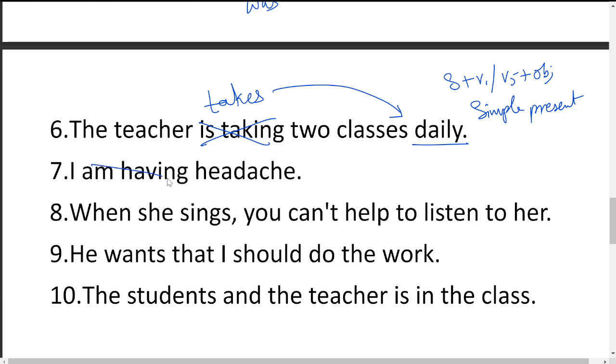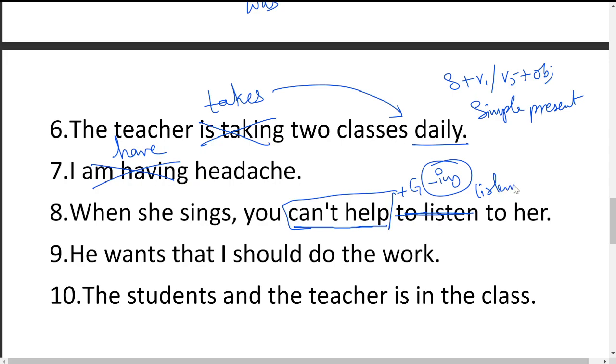Next, "I am having headache" is absolutely wrong. We have to go with "I have headache." That's it. Next, "when she sings, you can't help to listen to her." Remember, when you are using this combination, can't help, it is followed by gerund forms. Gerund form is nothing but the ing form. Now, when she sings you can't help, what can you use here? Listening to her, not "to listen her." Can't help is followed by the ing form.